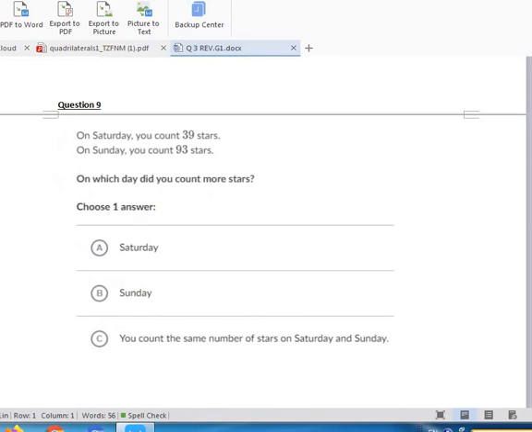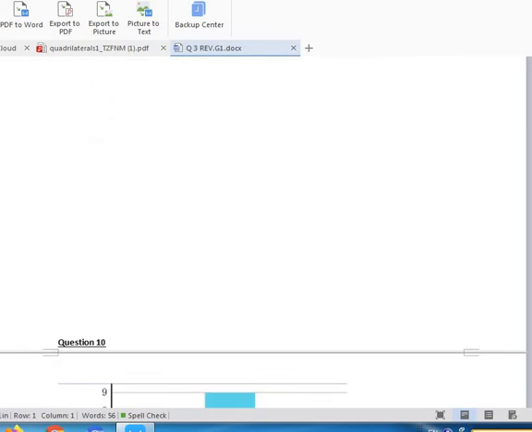Okay, question 9. On Saturday you count 39 stars. On Sunday you count 93 stars. On which day did you count more stars? When I compare between 39 and 93, remember 93 is greater, so Sunday is the day that I counted more stars.